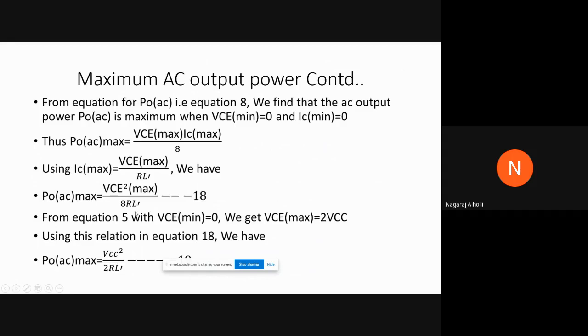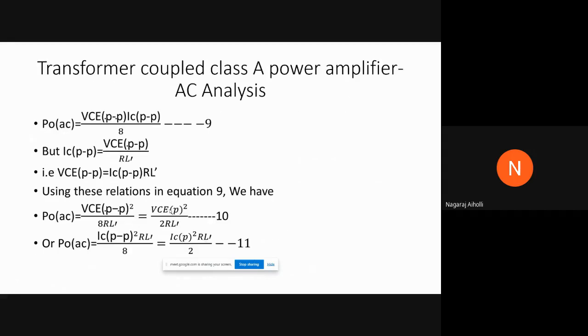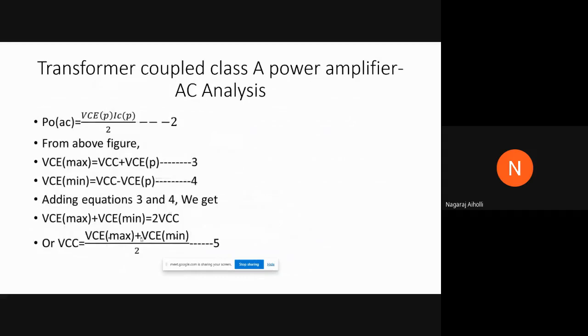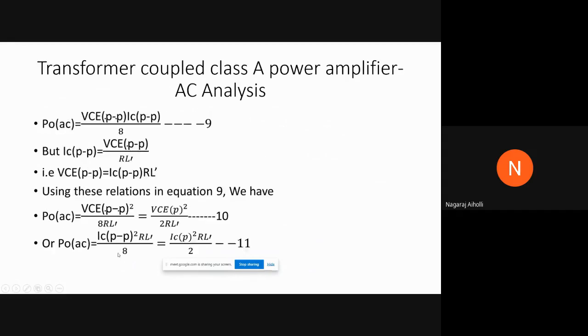Now let us use equation 5. In equation 5, if we put VCE min equal to 0, then we will be getting VCE max is equal to 2 times VCC, because VCE min is 0. Therefore VCE max is equal to 2 times VCC. That is the equation that we will get.